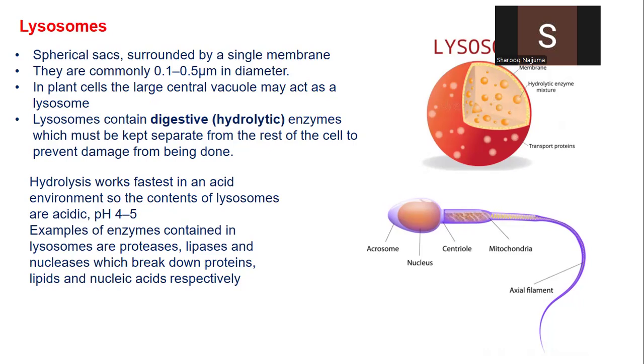A cell might need to destroy some structures within it. So what will it use? It will use those digestive enzymes or hydrolytic enzymes. And most of the time, these enzymes work best under an acidic pH. So this means that within a lysosome, those enzymes are provided with the particular pH they need, which is a pH of closely 4 to 5, whereas the cytoplasm has a pH of around 6 to 7.